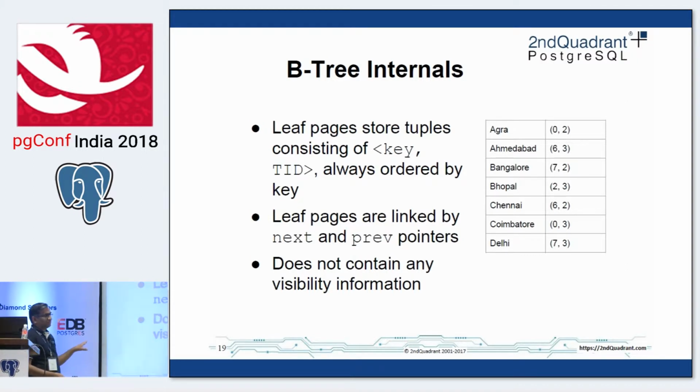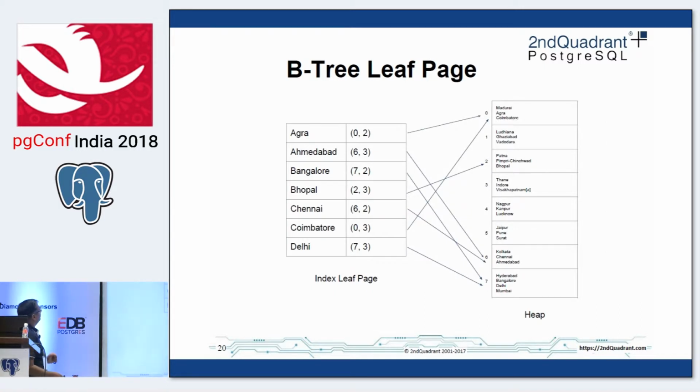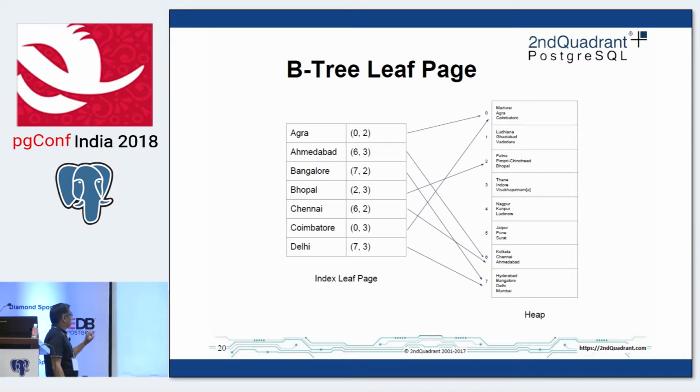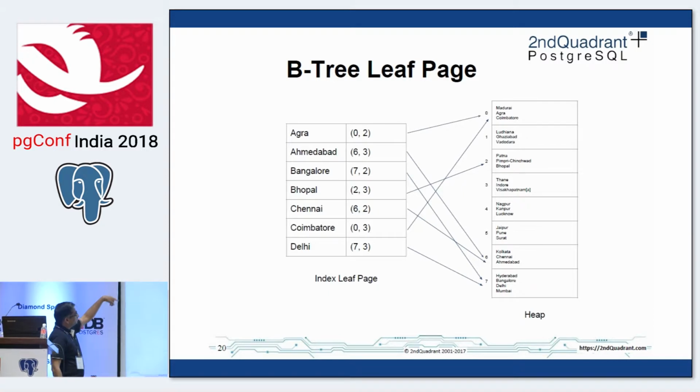The index does not contain any visibility information. I'm not going to go into details of that, but basically, which tuples in the heap are visible or not is decided by the information that's stored in the heap. So this is how, at the very lowest level, the B-tree index would look. You have an index leaf page, which is pointing to the actual heap where the rest of the data is stored. The index would only store the column value on which you have built it.